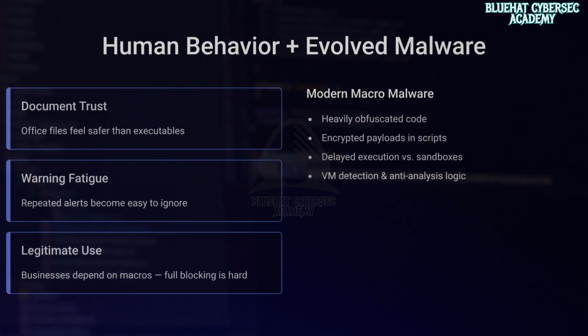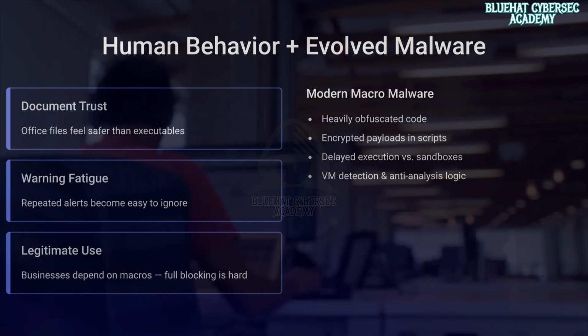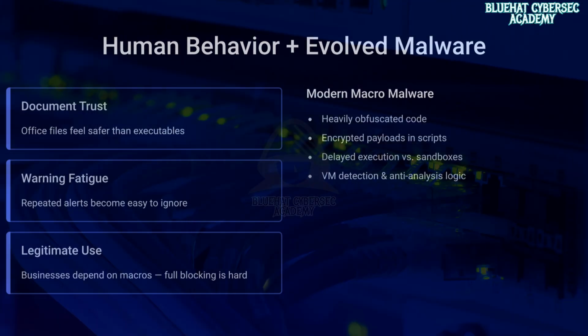Modern macro malware has also evolved. It is no longer simple or obvious. Much of it now includes heavily obfuscated code that is hard to read, encrypted data hidden inside scripts, delayed execution to avoid detection in sandboxes, checks for virtual environments, and even logic that prevents execution if analysis is detected. In some cases, the malware is designed not just to infect systems, but to avoid being studied at all.